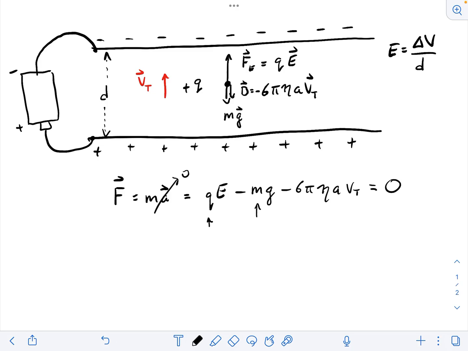6 pi is a constant, eta is the viscosity of the air, which we could look up, and the terminal velocity we're going to measure. Because all the droplets have different sizes, we don't know a. So there's a bunch of unknowns in this expression, and it's difficult to use in this form. However, we can simplify things a little bit.